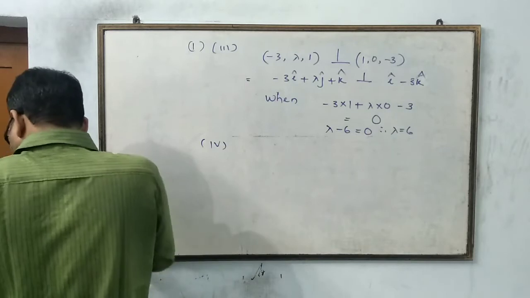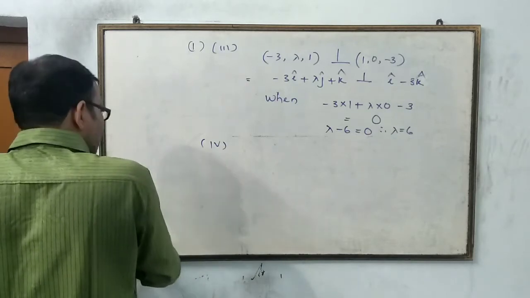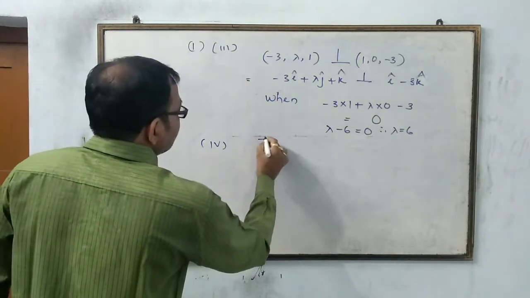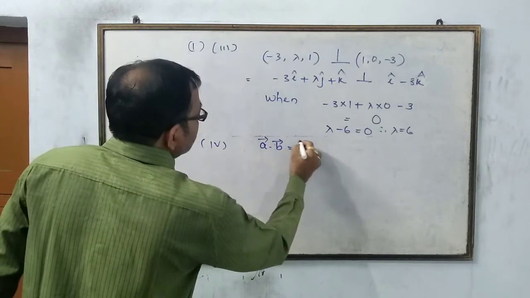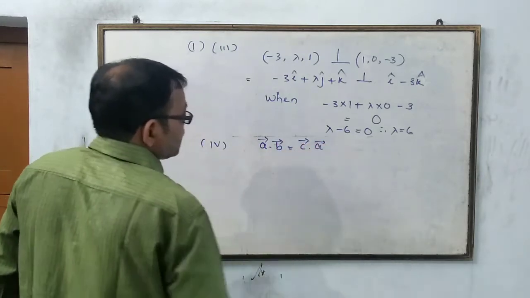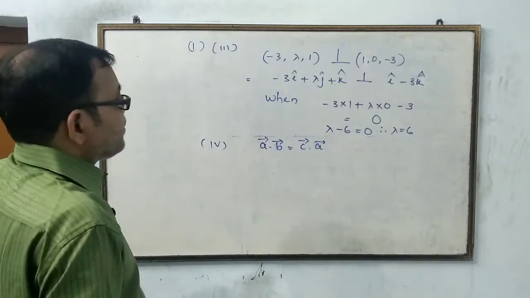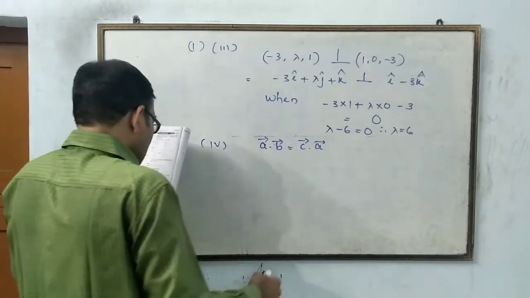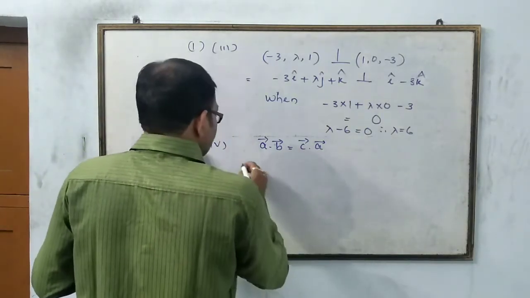In question number 4, A dot B is equal to C dot A. All are multiple choice questions. A dot B equal to C dot A, for all vectors A, then which one is correct?